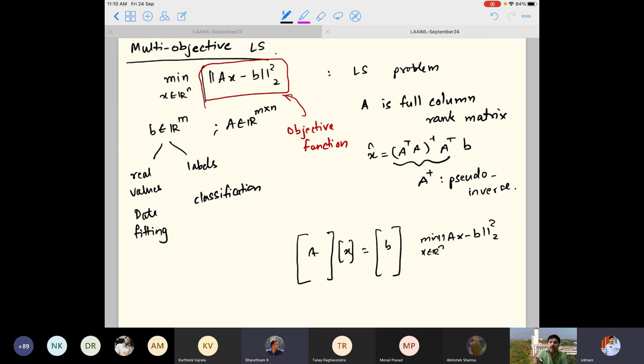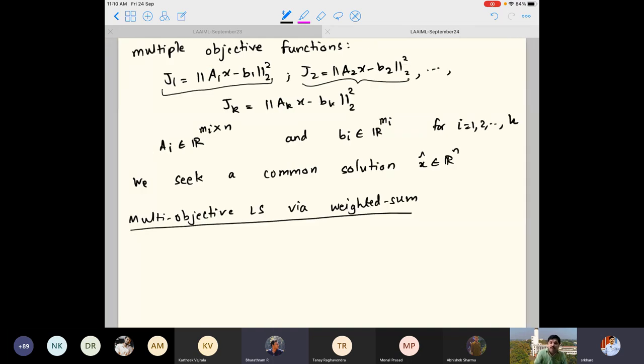Consider there are K problems simultaneously. AiX is equal to Bi. There are K such problems you are looking at simultaneously, and the solution X should be common to all of them. Now that is a difficulty that you will have. For one problem, J1, you are looking at A1x minus B1. That is what you are looking at.